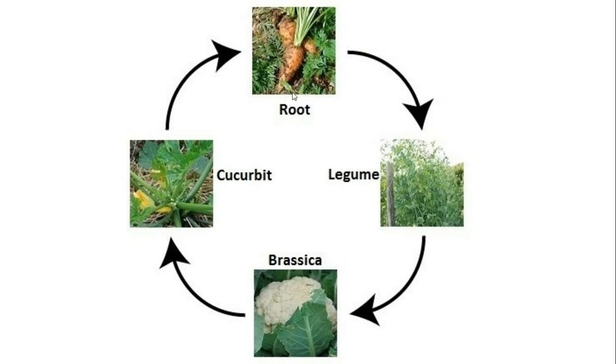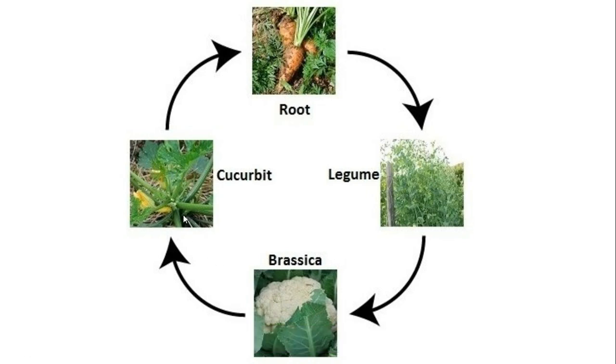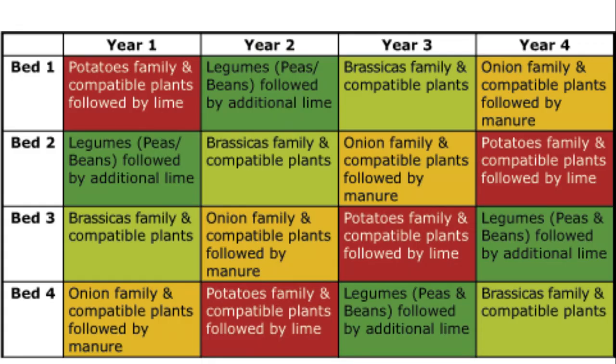Another way to break it up: root, legume, and then the brassica cabbage family and the cucurbit family, which is melons and squashes. So again, there's so many different ways of devising your crop rotation. In this layout, you can see what it might actually look like over a period of time at any given moment.